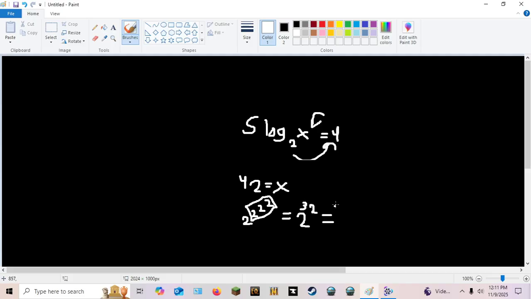According to PEMDAS, the higher level operations must go first. So 2 raised to the 4 is 16. Again, you get the same answer, which is 65,536. Okay?